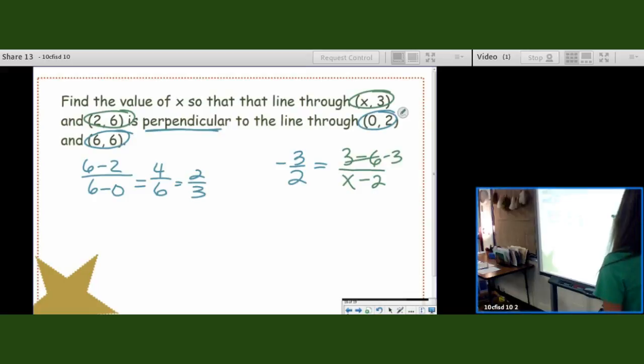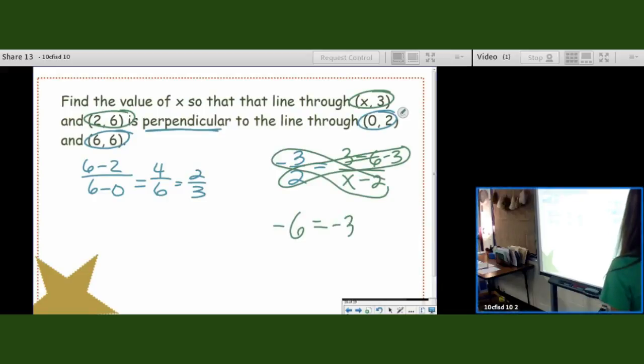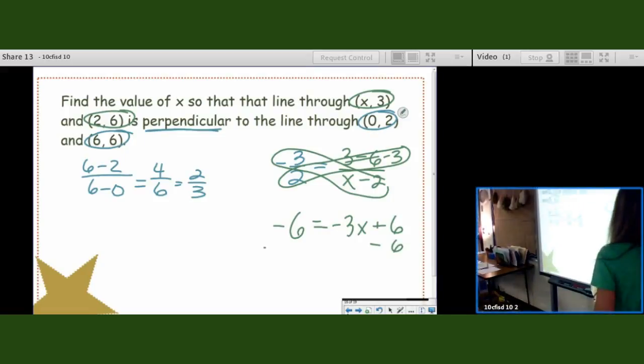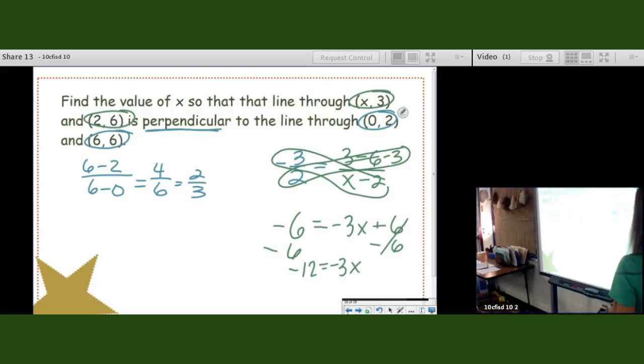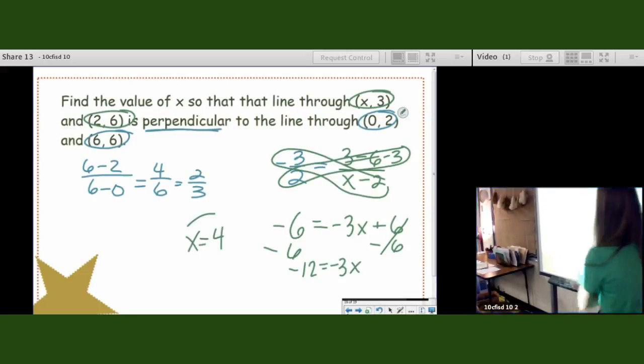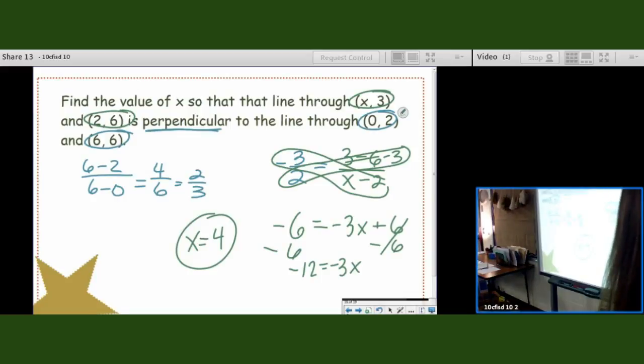So I'm going to cross multiply. 2 times -3, -6, and cross multiply, -3x plus 6. Kind of a weird problem, huh, guys? Okay, subtract 6 from both sides. There we go. It's not going to be 0. That's good. So we have -12 equals -3x. Divide by -3, divided by -3. X is 4. -12 divided by -3.